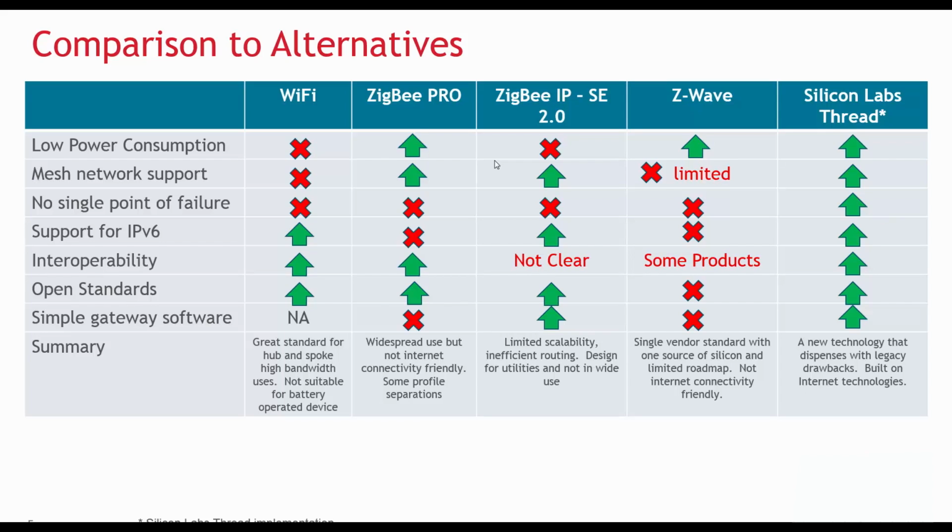We'll do a deeper comparison of ZigBee Pro and Thread in a minute, but first let's look at some other standards out there. Some of you may have heard about ZigBee IP, an effort by the ZigBee Alliance to come up with their own IPv6-based stack based on IETF standards and targeted at customers in the smart energy market.